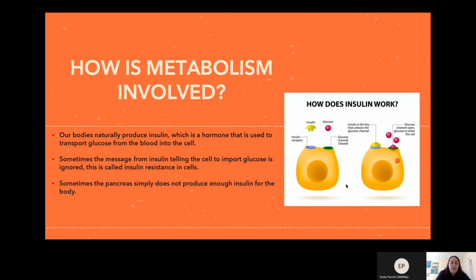Also, with type 2 diabetes, sometimes the pancreas simply does not produce enough insulin for the body. This means that there's just not enough insulin to fit into those receptors and let the cells know that they should be letting in those glucose molecules and producing energy.